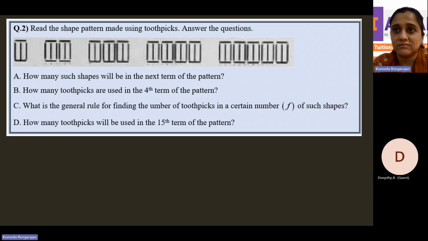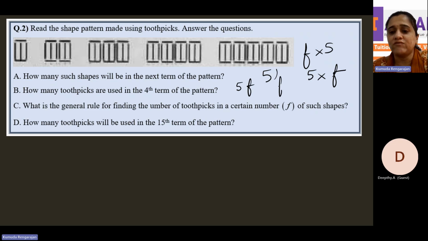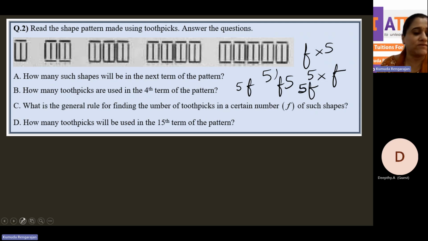Mom, it will be 5 into F, which will be F into 5, and it will be 5F. 5 into F is 5F. Always put the constant first. The constant is 5, so put that first. The rule is F into 5 or 5 into F; both are the same, but write the constant first. 5F. Don't write F5. Write the constant first and then the variable F. So 5F.